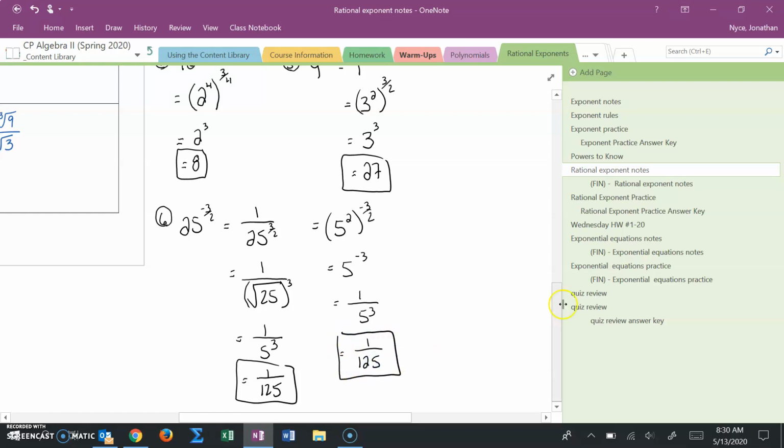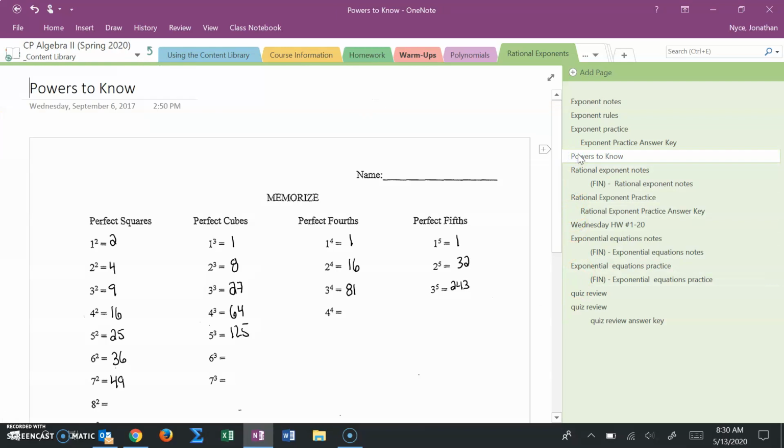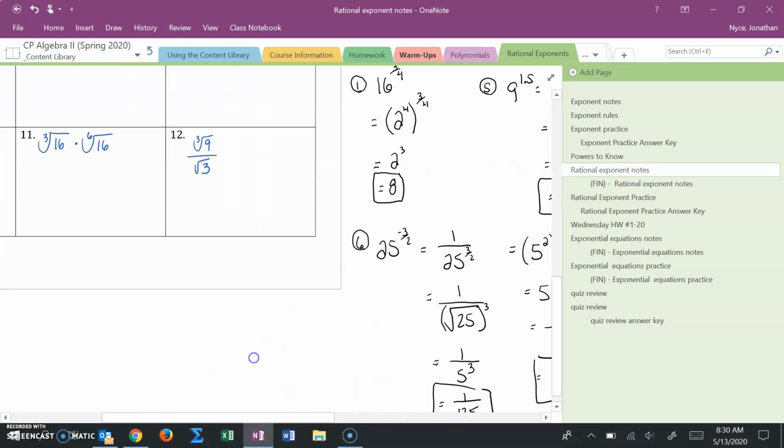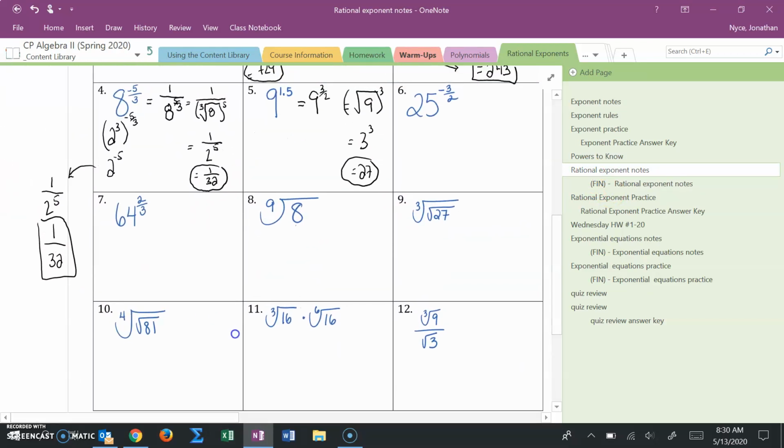Like I said, knowing these powers to know is going to come in very useful. So if I know not only that 5 squared is 25, but that 25 is 5 squared, I can rewrite some things. We take a look at number 7, then we'll just go through these.